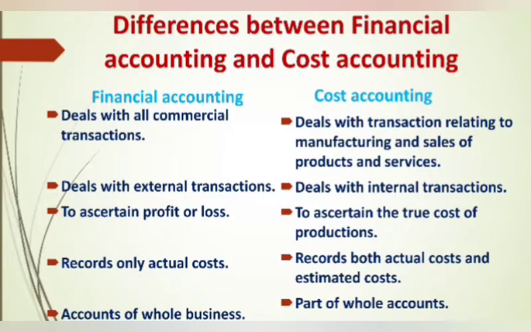Next, financial accounting records only the actual cost, that is, the historical cost is recorded, whereas cost accounting records both the actual cost and the estimated cost. Next, financial accounts are the accounts of the whole business, whereas cost accounting is only a part of the whole accounts.